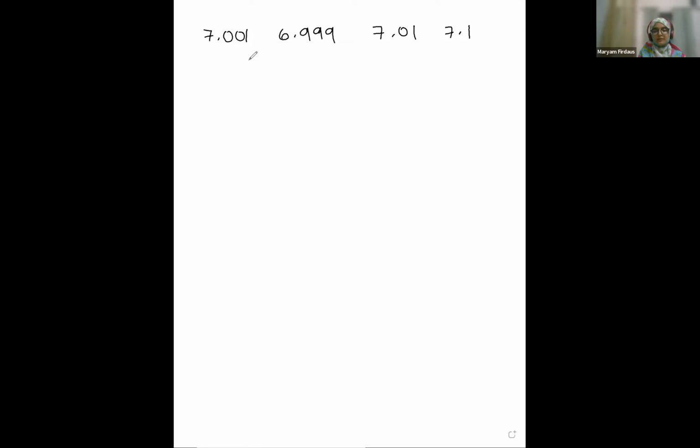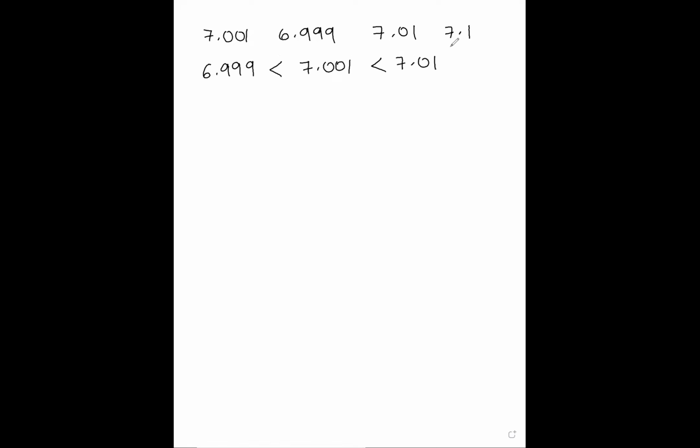Then? So first it's going to be 6.999. Yes, 6.999. Okay. Then? And then 7.001. Yes, very good. 7.01. Very good. Then 7.1. Excellent. Yes.